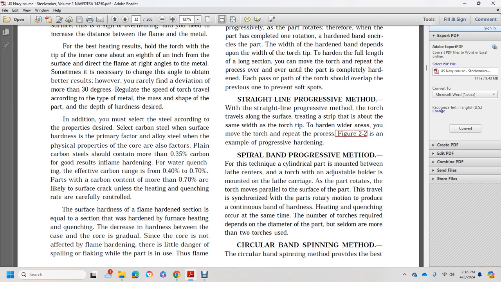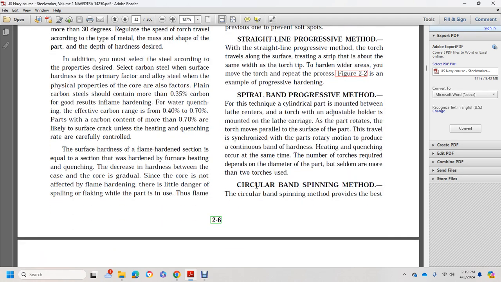Spiral band progressive method. In this technique, the cylindrical part is mounted between the lathe centers and the torch is mounted in an adjustable holder on the lathe carriage. As the part rotates, the torch moves parallel to the surface of the part and travels in synchronization with the part's rotary motion, producing a continuous band of hardness. Heating and quenching occur at the same time, and the number of torches required depends on the diameter of the part, but seldom are more than 2 torches used.